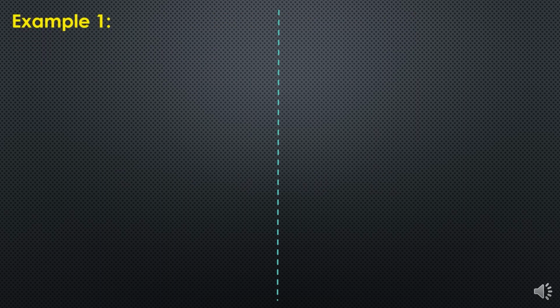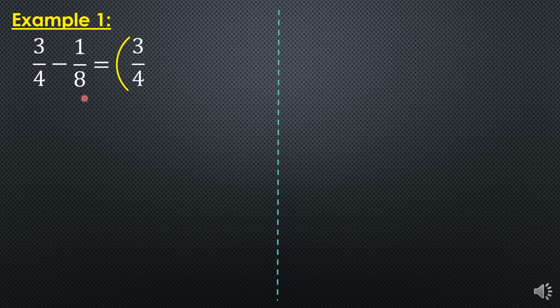Now let's have example number 1. 3/4 minus 1/8. Here, the denominators are not the same, so we cannot subtract directly. We have to change the denominator of 3/4. So we have 3/4 multiplied by 2/2. Why 2/2? Because if we multiply 4 by 2, the answer is 8.